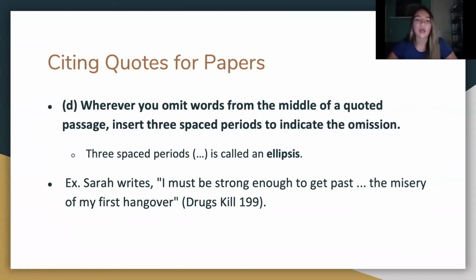So in the example of a quote, I wrote, Sarah writes, I must be strong enough to get past the pain of my first hangover. Drugs kill 199. So I cut out the pieces in between the quote and indicated that by putting the ellipsis right in the middle of the quote. That means that I took what is strong about this piece of writing, cut out what's not needed, and then added in the rest that needs to be understood. And you got a nice quote that helps the argument of your paper.